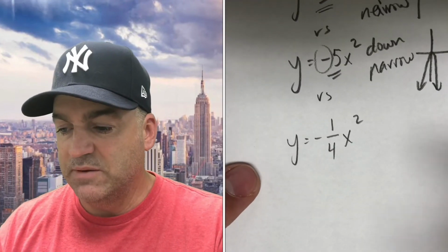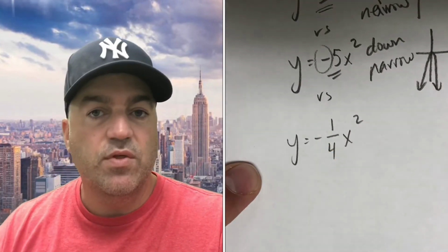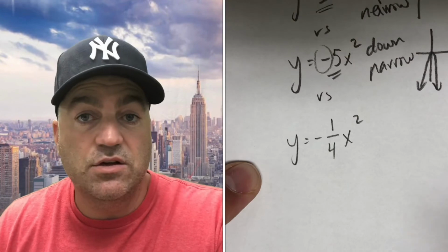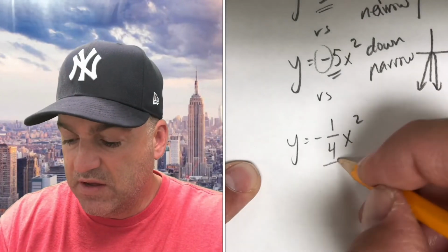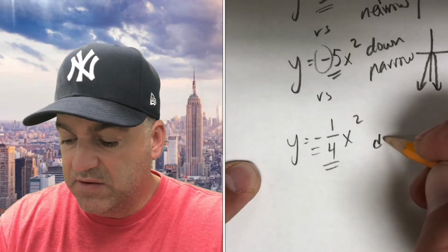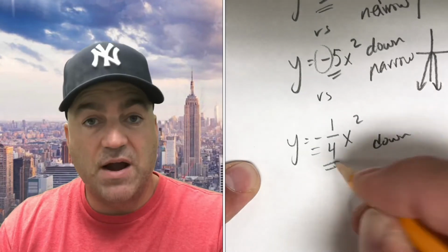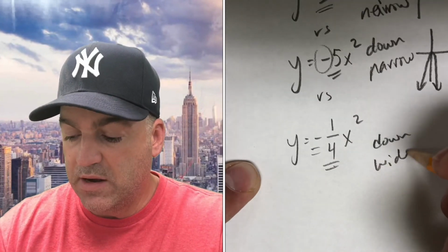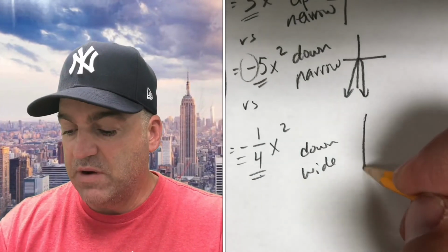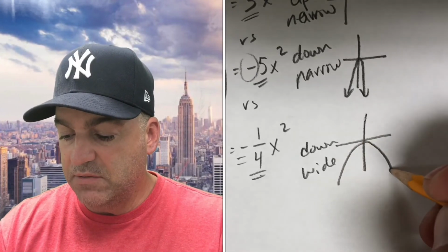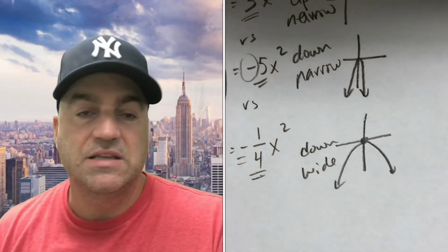All right, last one, negative 1/4 x squared. What does that look like? Well, negative means down, and a fraction means wide. So if I was to graph this, I know it's going to be down and wide, something like that it would look like.